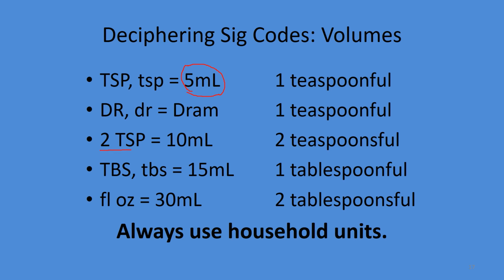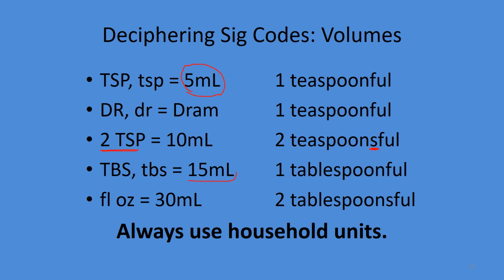If you have 2 teaspoonfuls, then that's going to be 10 mLs. And notice the spelling. You want to put the S after the N. Your spell checker may not like it, but that's the way it should be in pharmacy. So teaspoons were the small spoons. For the large spoon, we have tablespoons.